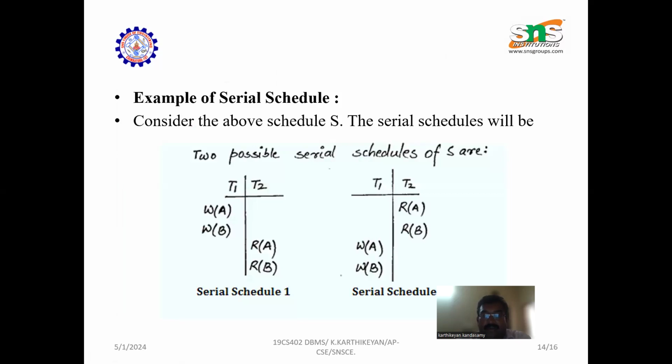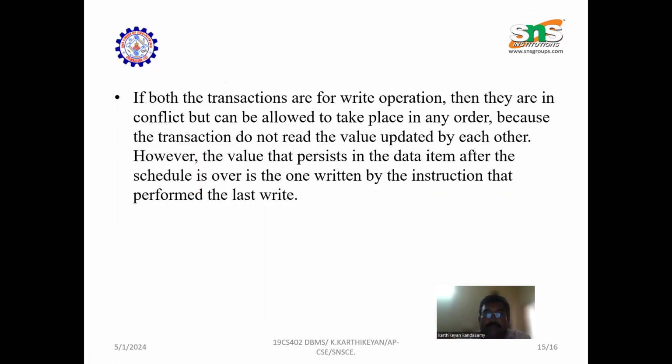This is another example. You can find your answer using the basic conditions. If both transactions perform write operations, then they do not conflict and can be allowed to take place in any order, because the transactions do not read the value written by each other. However, the value that persists in the data item after the schedule is over is the one written by the instruction that performs the last write.